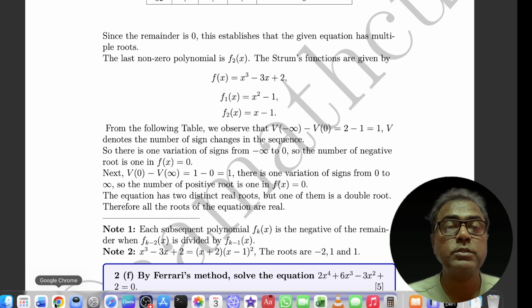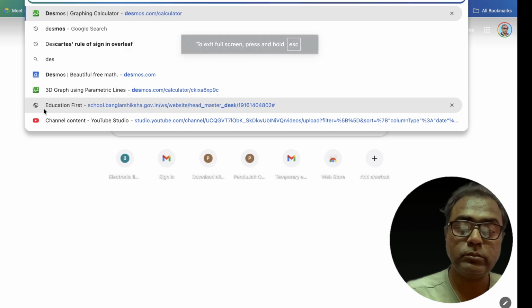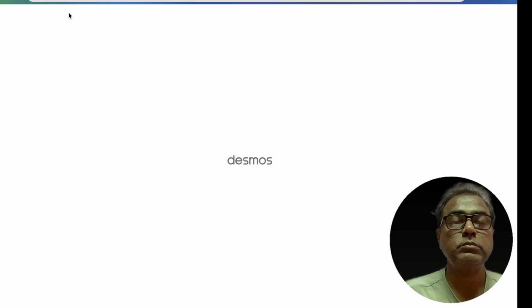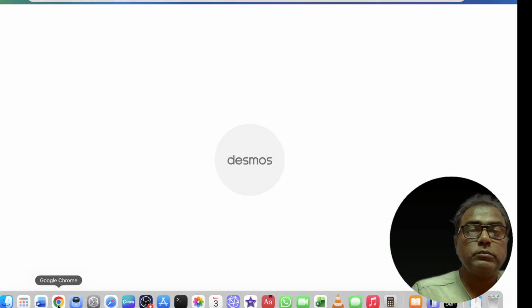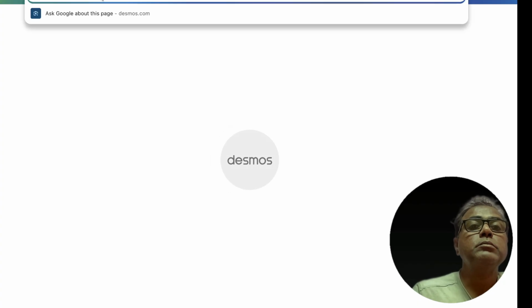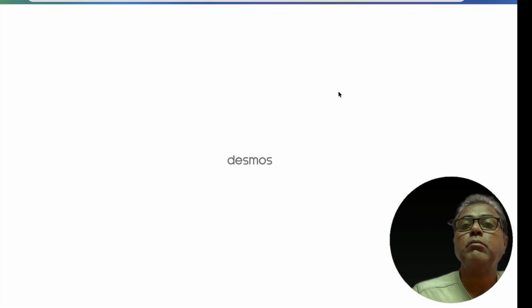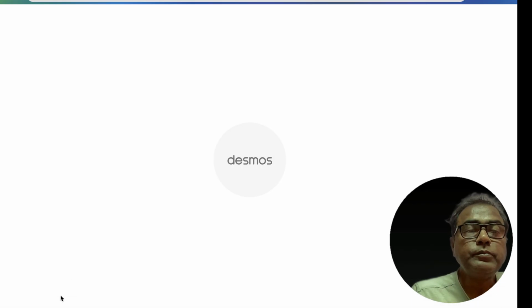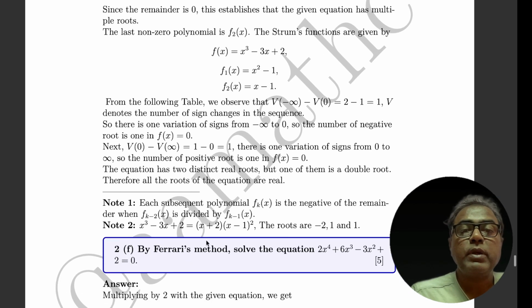Actually, you can draw x cube minus 3x plus 2, which is (x plus 2)(x minus 1) whole square. So this is the question.